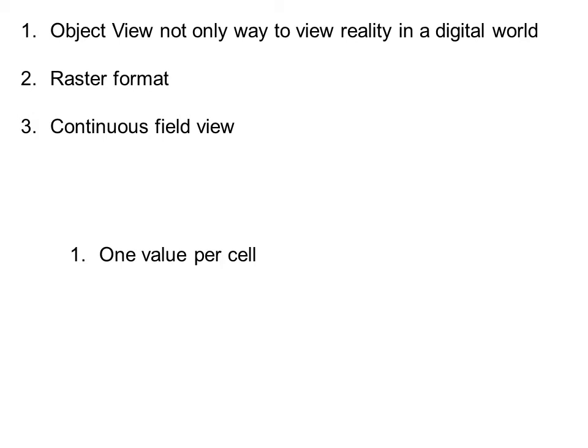If it's land cover, for every cell it says what kind of land cover is here. If it's elevation, it's what's the elevation here in this cell. All the cells are the same size. That's how the grid kind of works.